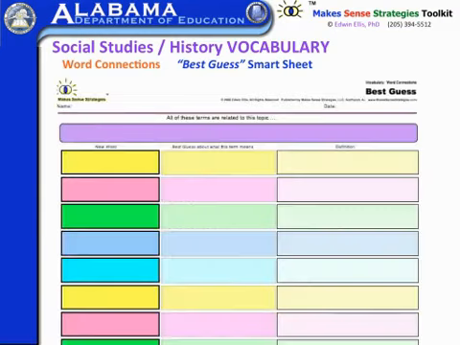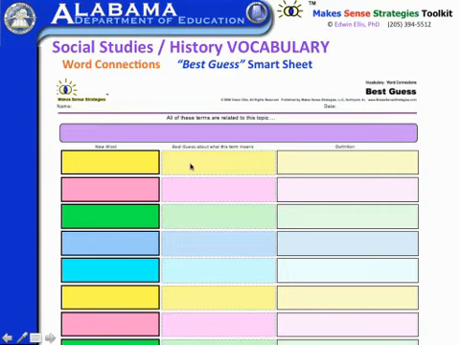Best guess is another one that you might want to use. What we do here is list the various new terms, and then we have students break into pairs or small groups and discuss what they think that term means, and then note what their best guess is. This is before we've taught the meaning of the term. They're basically interviewing each other to get a sense of what they think the term means, and then noting their best guess.